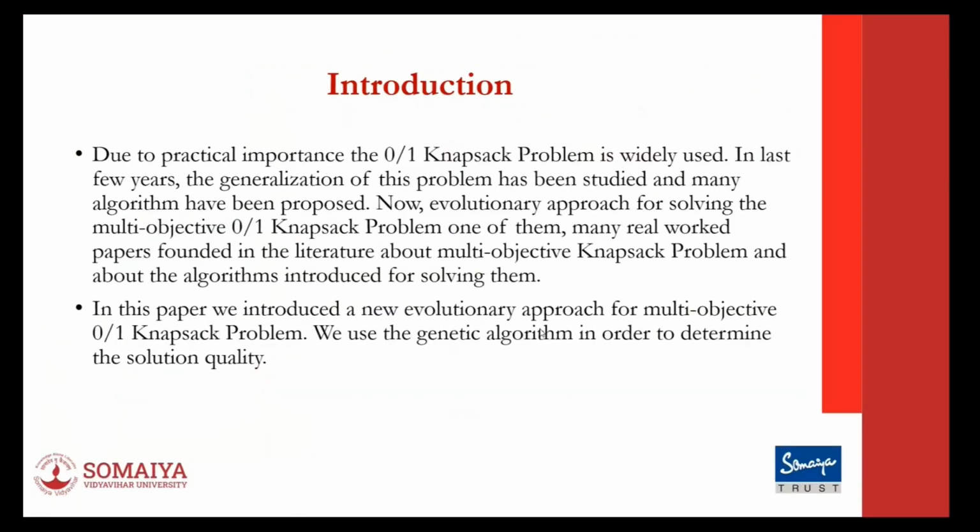Now let us have a detailed introduction about the research paper. As we know, the 0-1 knapsack problem is widely used due to its practical importance. In the last few years, the generalization of this problem has been studied and many algorithms have been proposed. The evolutionary approach for solving the multi-objective 0-1 knapsack problem is one of them. Many real-world papers are found in the literature about the multi-objective knapsack problem and also about the algorithms which were introduced for solving them. In this research paper, we introduce a new evolutionary approach for the multi-objective 0-1 knapsack problem. We have used the genetic algorithm in order to determine the solution quality.